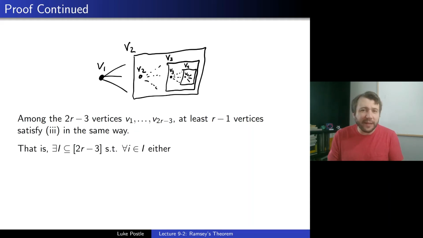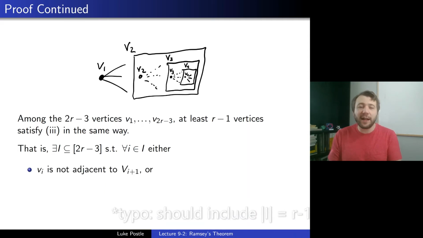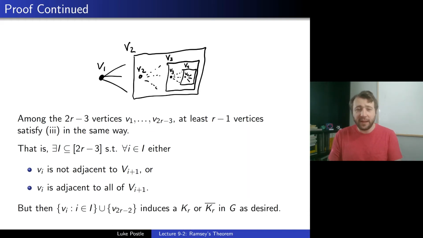So why is that enough? Well, a different way to say that is there exists a subset I of 2r minus 3, such that for every i in I, either VI is non-adjacent to all of VI plus 1, or VI is adjacent to all of VI plus 1, with the additional condition, sorry, I left that out, that I should be of size r minus 1. And then at that point, you can take those VIs and the last one, the V2r minus 2, which I didn't mention above, and they would induce a KR or anti-clique, the KR complement in G as desired. So these are r minus 1 plus that last vertex. By the conditions, they'll either all be adjacent or all be non-adjacent, and we'll be done.